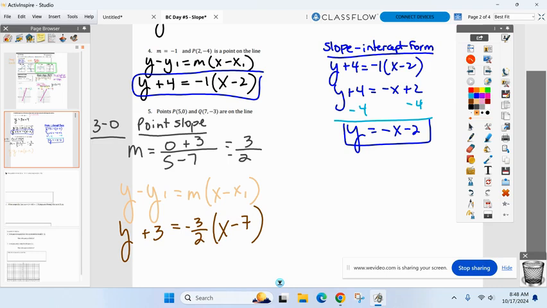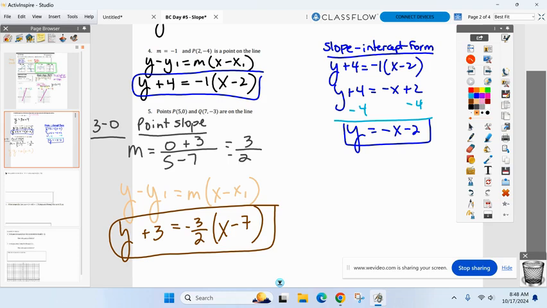And I'm not going to make you do it, but if you wanted slope intercept form, distribute, subtract the 3. But this is good to go here. Questions? Anything there? We're good? So this is kind of a review a little bit. I'm not expecting you to remember it.